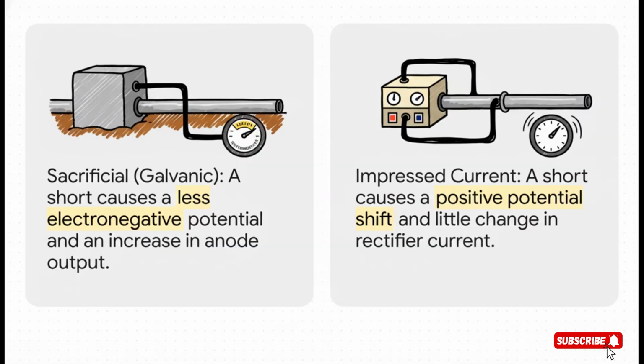Now, this is absolutely crucial to understand. You don't monitor every system the same way. Let's take a common problem, like a short circuit, where your pipe accidentally touches some other metal. With a sacrificial anode system, you'll see the potential become less negative. But with an impressed current system, the potential actually shifts in the positive direction. Knowing these different symptoms is what lets you troubleshoot problems quickly and accurately.